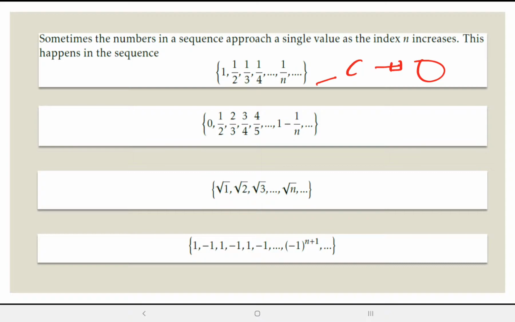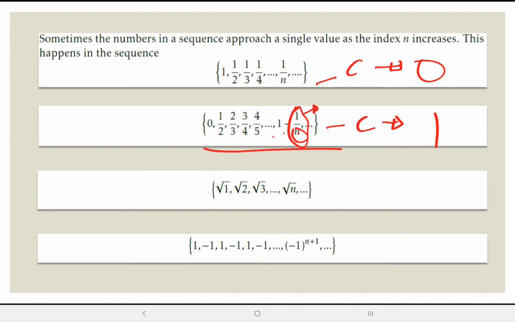Okay, next one is we have 0, 1/2, 2/3, 3/4, 4/5, etc. hanggang kay 1 minus 1 over n. Ito naman kaya, ano kaya ina-approach nitong series na to? Okay, we start with, sige. As n gets bigger, this number approaches 0. So, we are left with 1 minus 0, or 1 minus a really small number. And as we let n approach infinity, liliit lang nang liliit to, we approach the number 1. So, this one is also convergent, but this time it approaches the number 1.